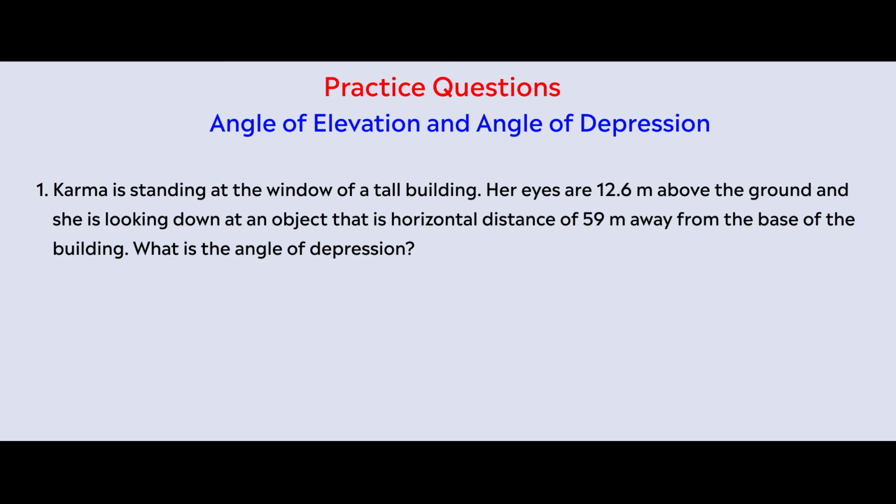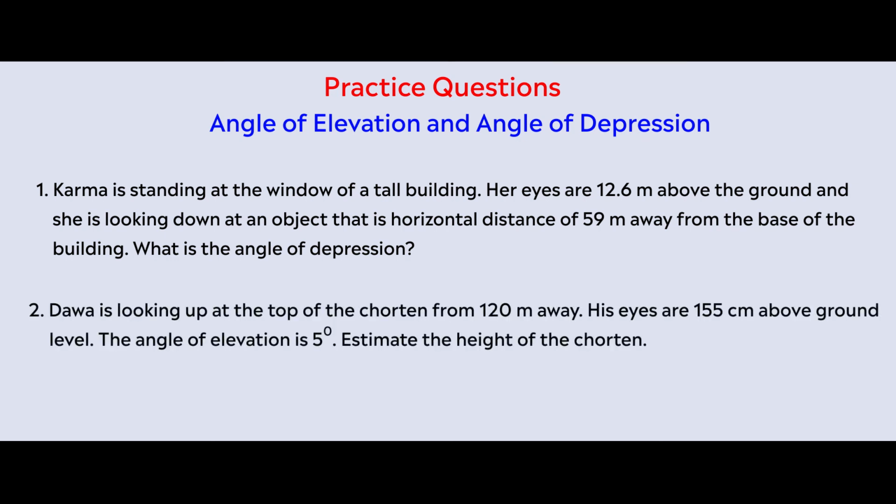The next question, question 2. Dawa is looking up at the top of the Chorten from 120 meters away. His eyes are 155 centimeters above ground level. The angle of elevation is 5 degrees. Estimate the height of the Chorten.